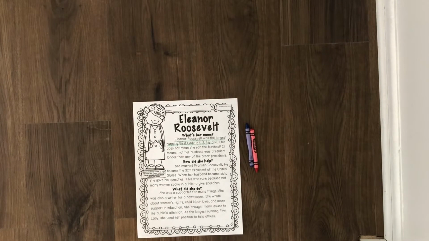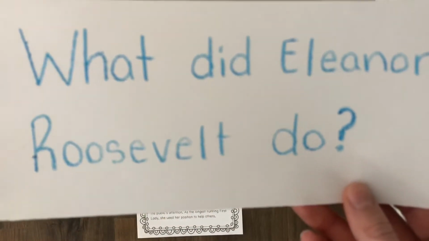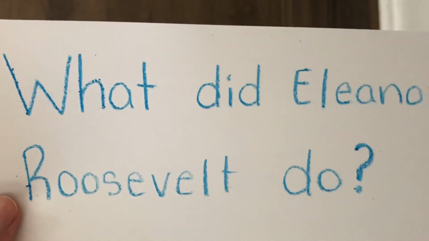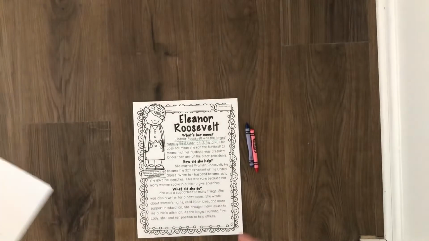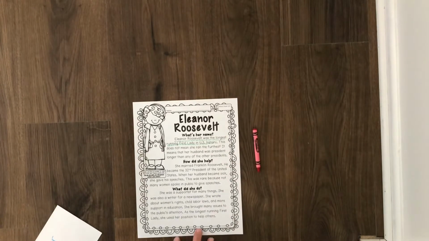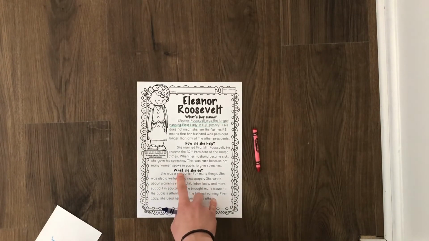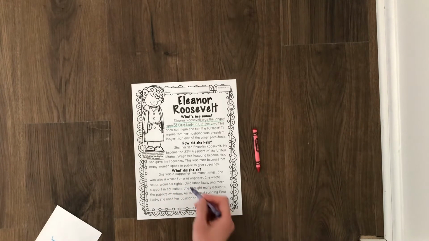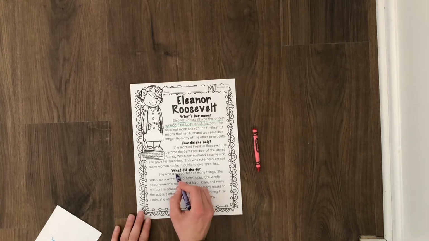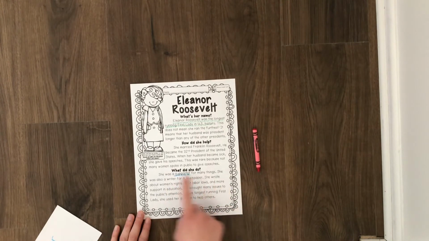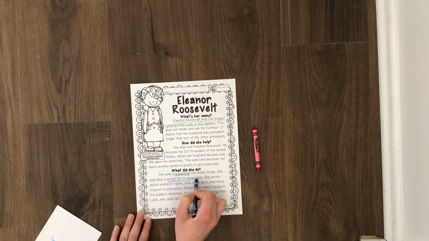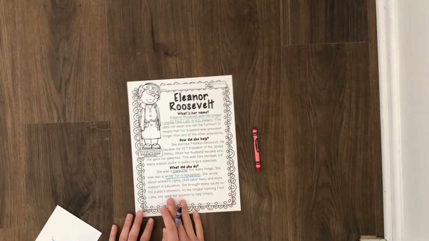Okay, boys and girls, for the question, what did Eleanor Roosevelt do? Here's what I found. Okay, I'm going to highlight this evidence with my blue crayon, okay? So, what did Eleanor do? There's even a heading that says, what did she do? And I'm going to underline any words that answer the question. Okay, so I see she was a supporter. I'm going to underline supporter. Okay, she was also a writer. That answers the question. A writer for a newspaper. Okay, that tells me what she did.